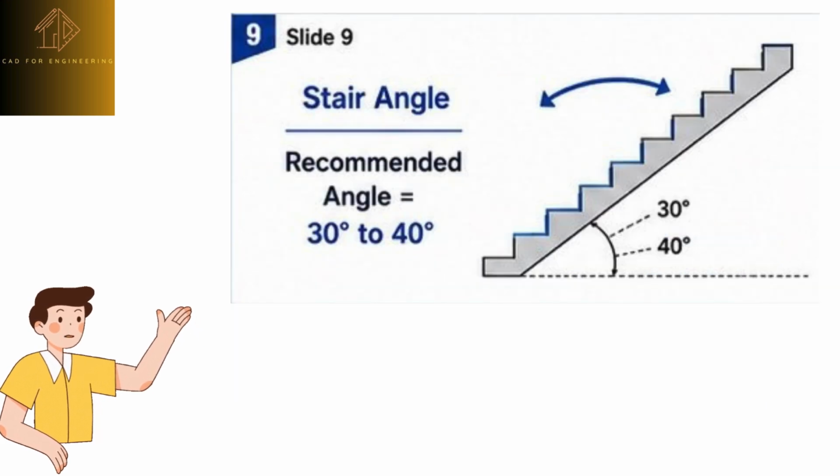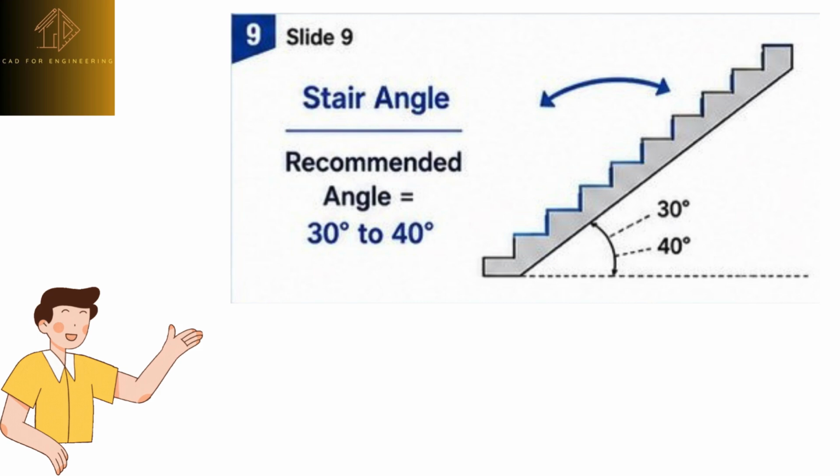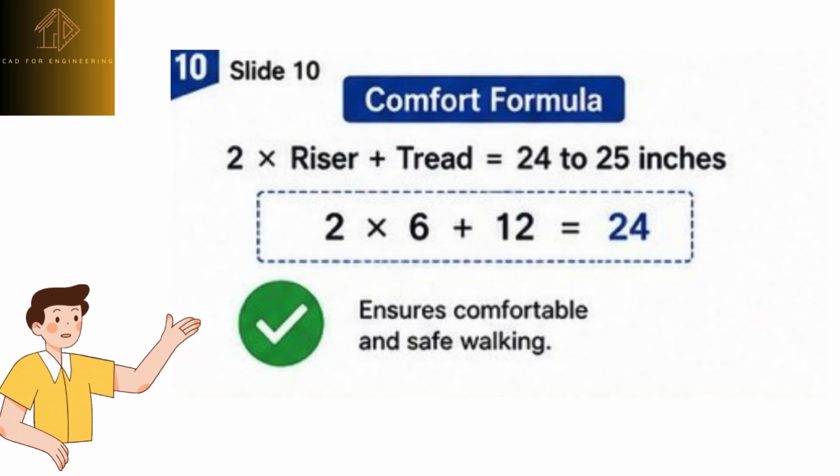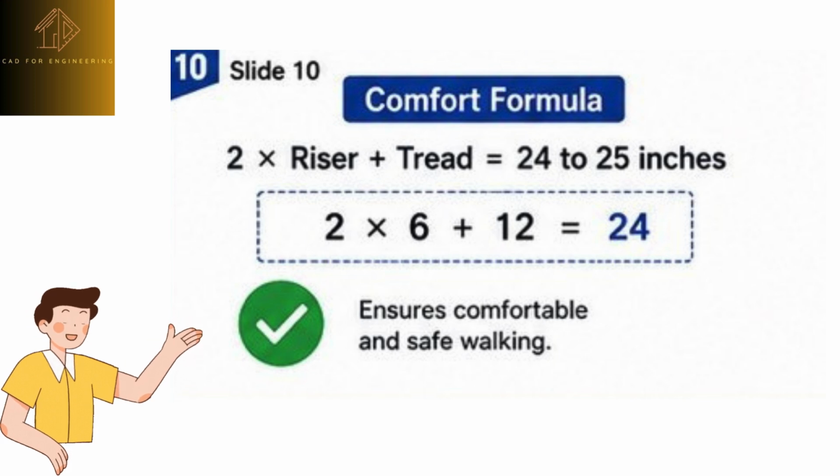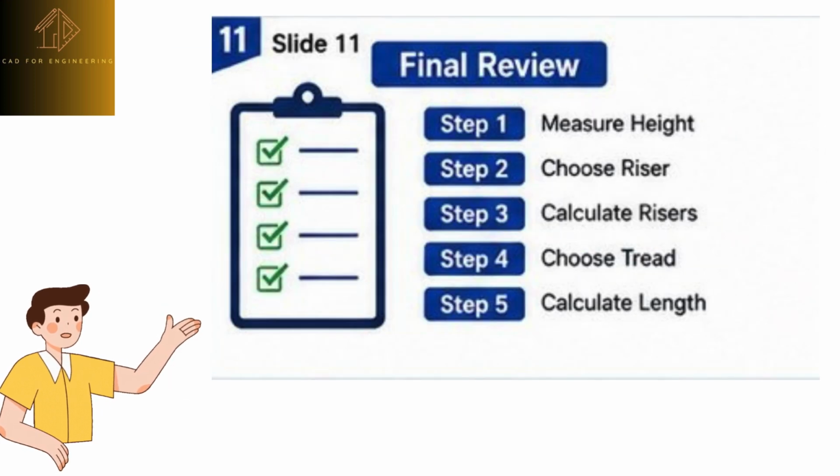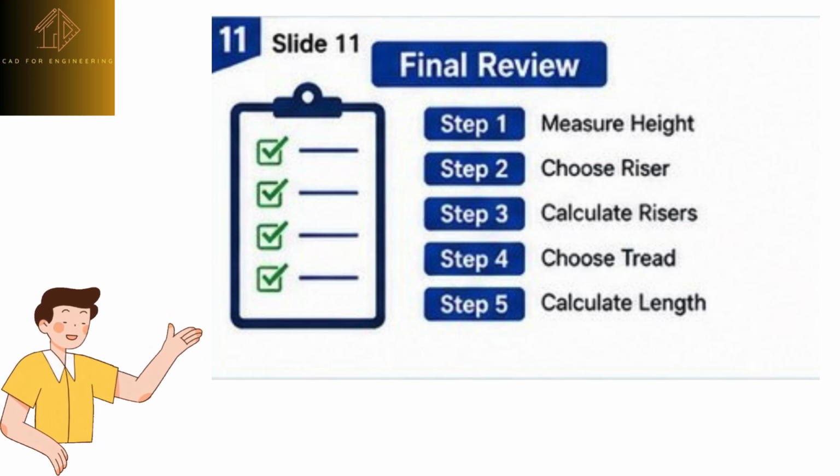A comfortable staircase angle is normally between 30 and 40 degrees. This is one of the most common rules used in staircase design for comfortable walking. Following these simple steps, beginners can calculate staircase dimensions correctly and safely.